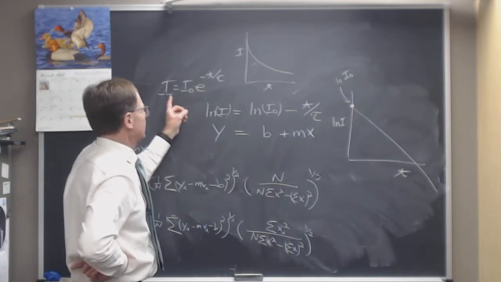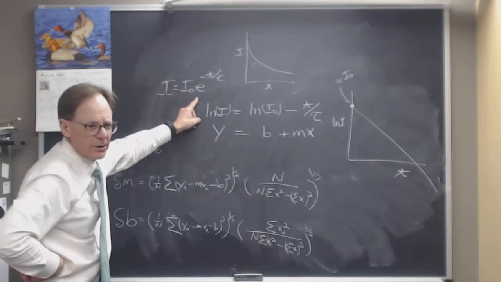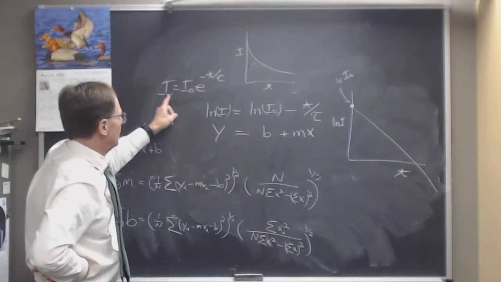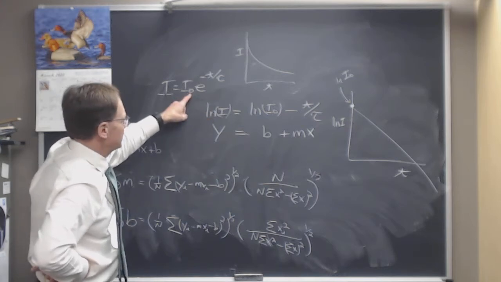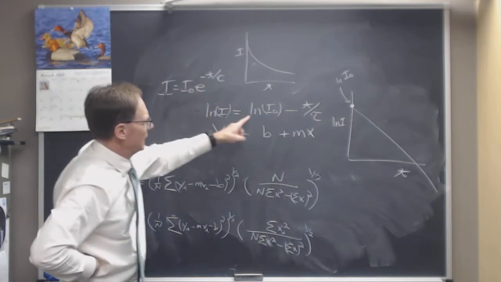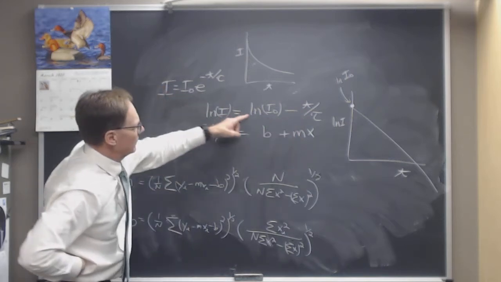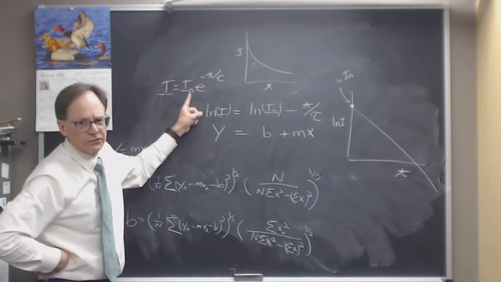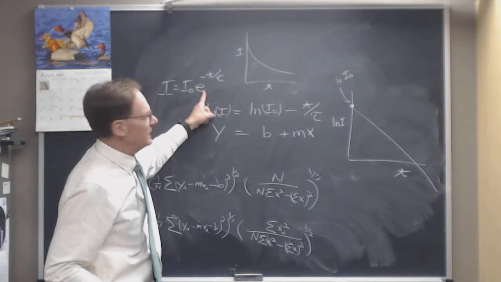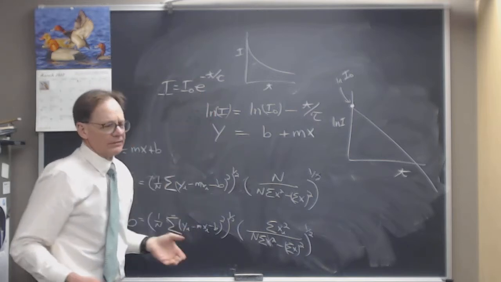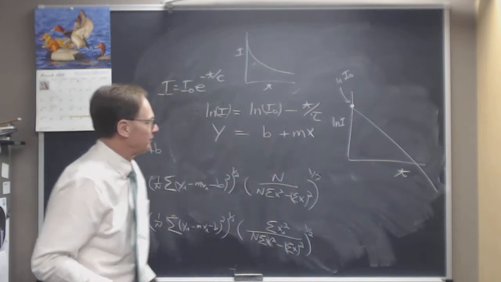If, however, we take the logarithm of both sides of this equation, let's see what happens. We end up with the natural log of I on this side. The natural log of a times b is the natural log of a plus the natural log of b. So we have the natural log of the initial current in the circuit, and then the natural log of e to the minus t over tau. The natural log of e to the something is just that something, so this is minus t over tau right here.